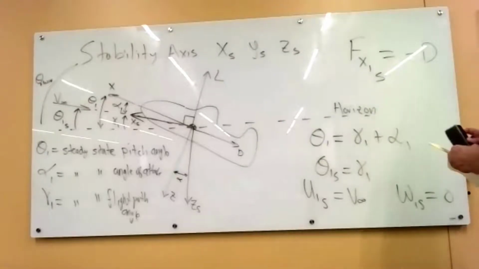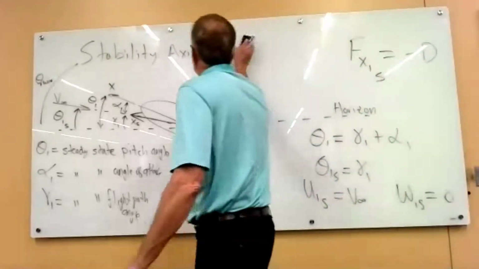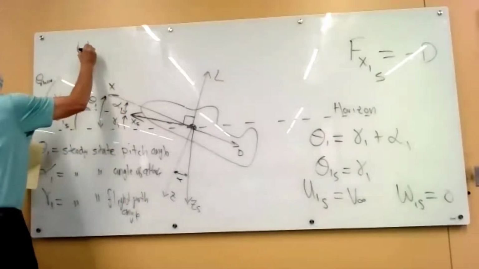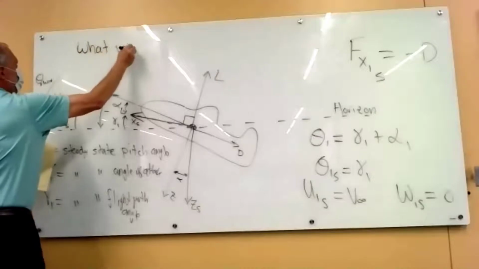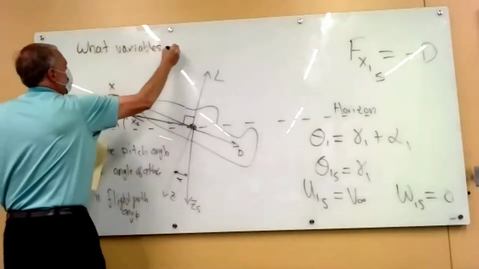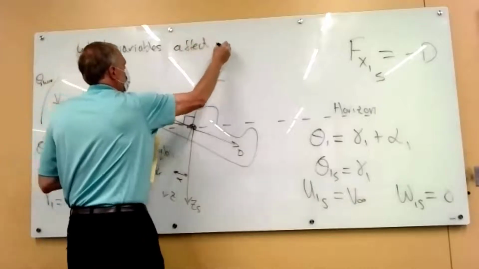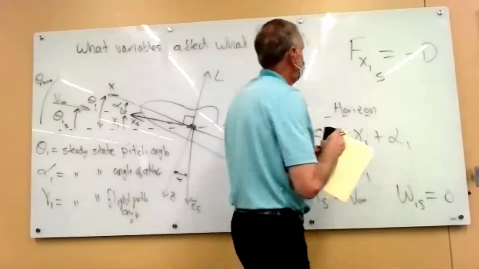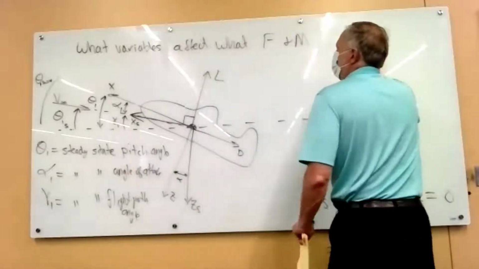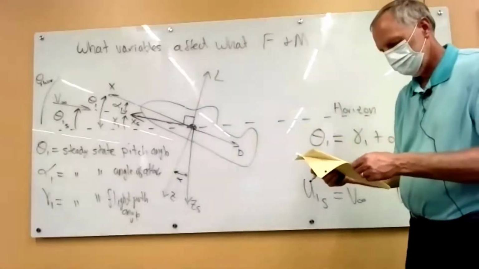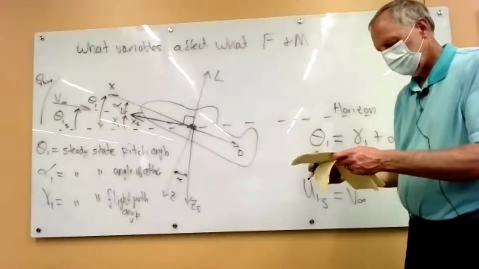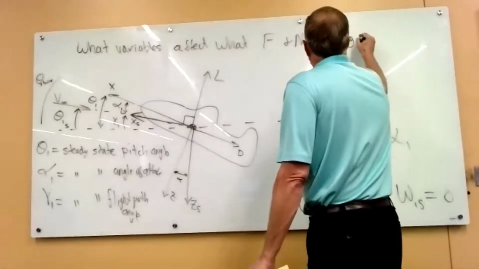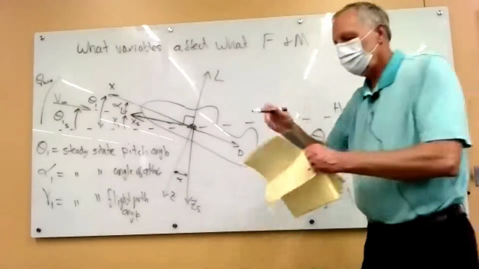All right, so what I want to show you next is a table in the book where essentially it talks about what variables affect what forces and moments. And this is not gospel, but this is typical. So let me share the screen on that.